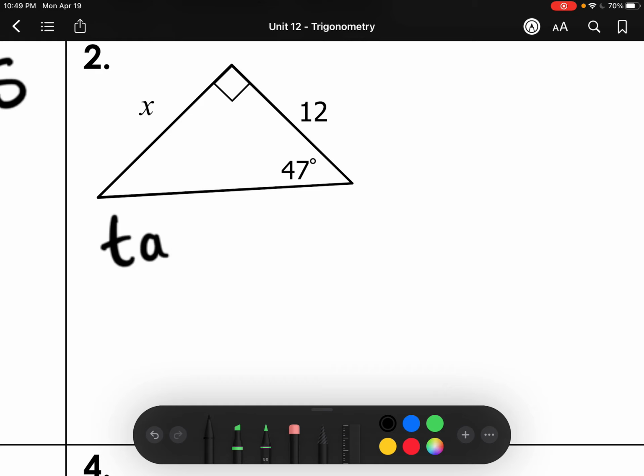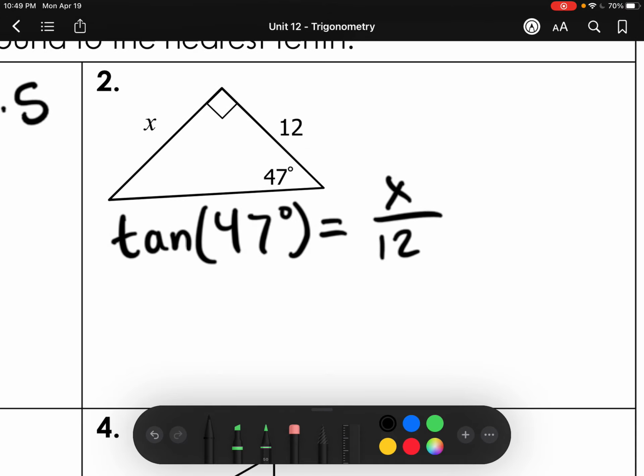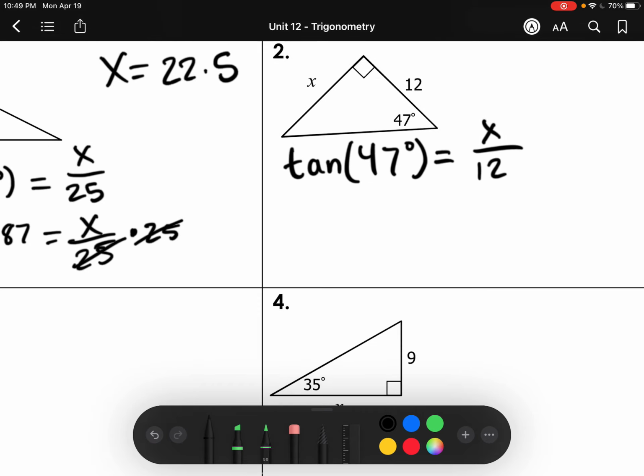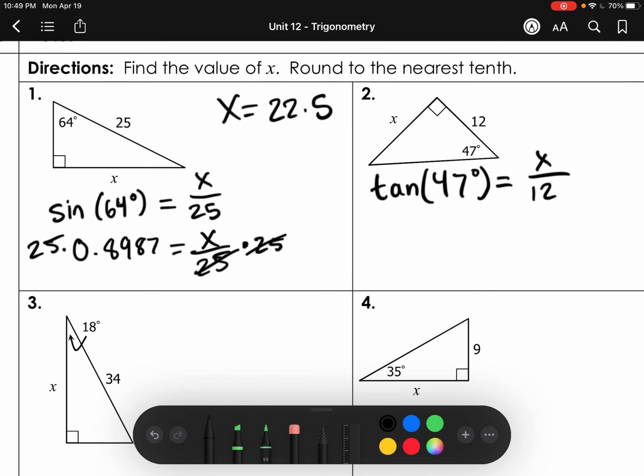So tangent of 47 degrees is equal to opposite over adjacent. So x is the opposite, and 12 is the adjacent, so x over 12. We're going to do the same thing that we did for the sine, right? I'm not going to write out all the steps because you guys should see it now.